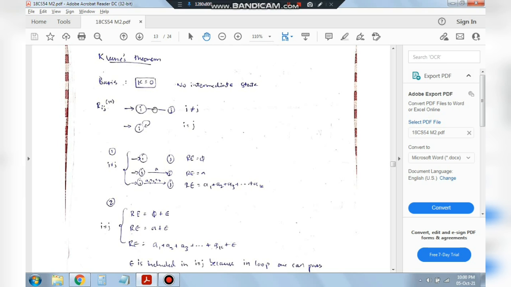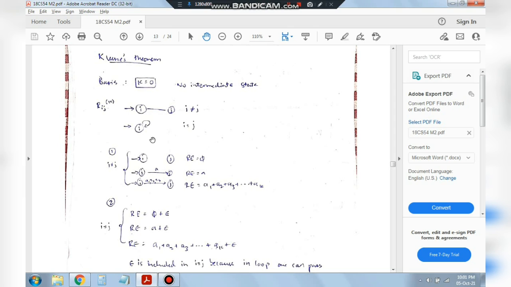And if i and j are different, meaning i is not equal to j, that means there is a starting state and the ending state. Between that there is a connection. Suppose that i is equal to j, that means the starting state and the final state are the same. So I'll have a self loop here. We have two possibilities, either i and j are not equal or i and j are equal. And these two cases are under the case k is equal to 0. That means no intermediate state.